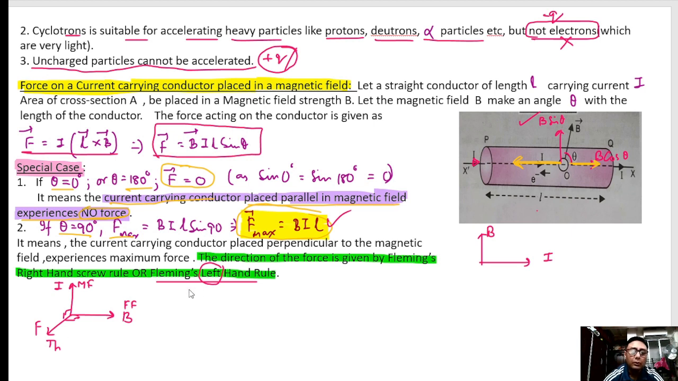If we hold the middle finger, this is the middle finger, that is the current. This is the thumb, this is the forefinger, which is the magnetic field. So he told that your thumb will now point in the direction of the force. So you have to place your fingers like this. If we place our left hand's thumb, middle finger and forefinger perpendicular to each other, and we know the direction of B and I, we can easily tell in which direction the force will act on the conductor.